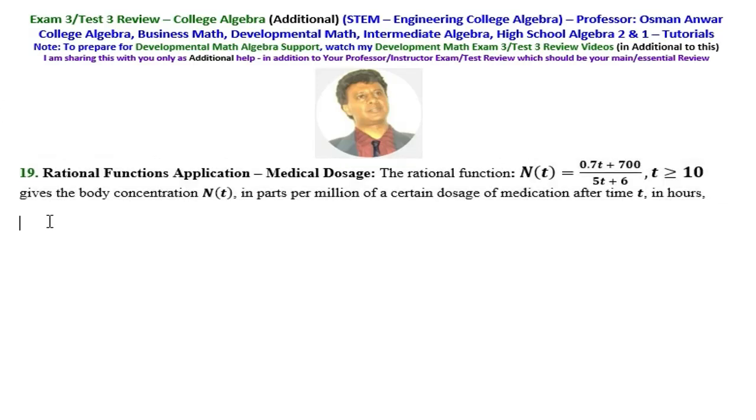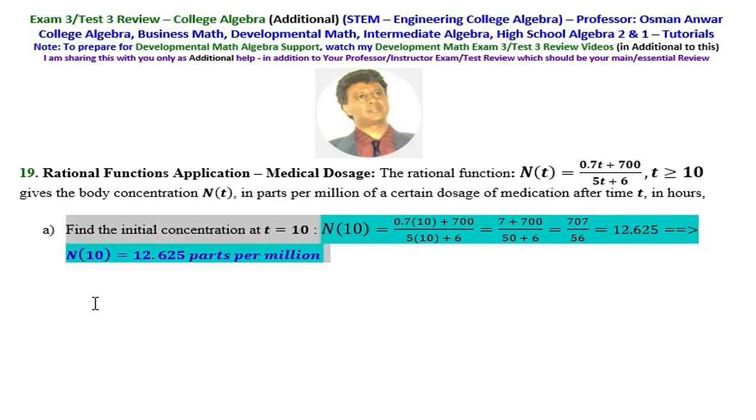Number 19 is rational function application. Medical dosage. The rational function n of t equals 0.7t plus 700 over 5t plus 6, where t is equal or greater than 10, gives the body concentration n of t in parts per million of a certain dosage of medication after time t in hours.